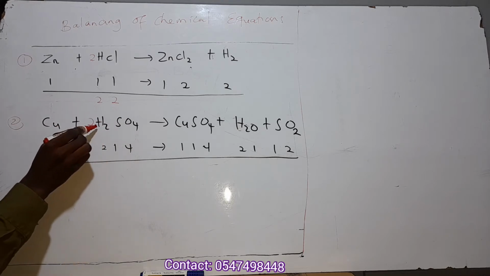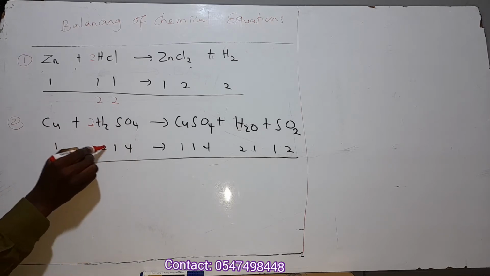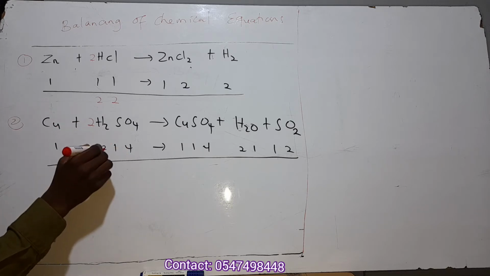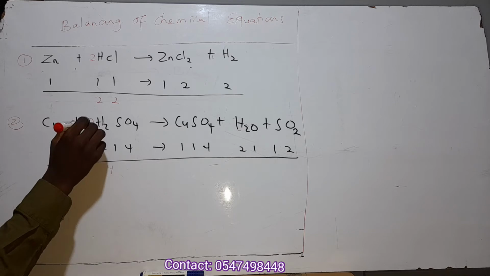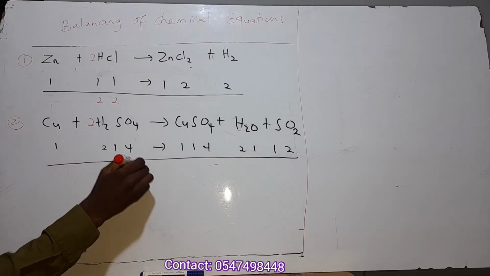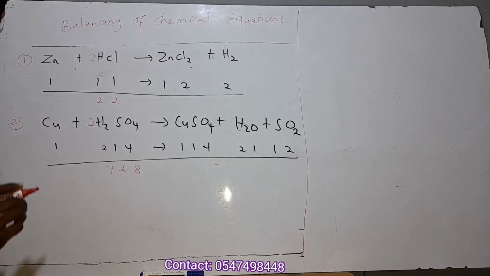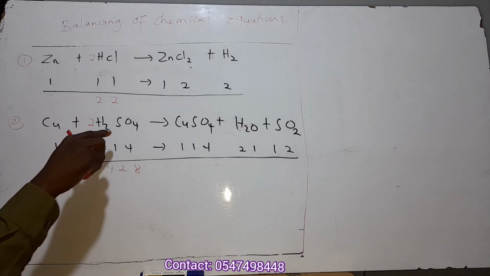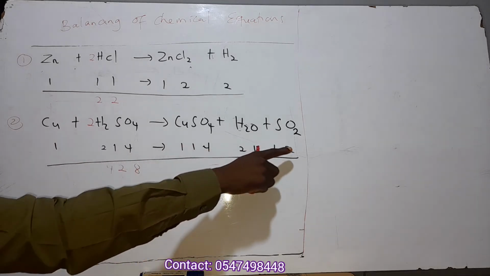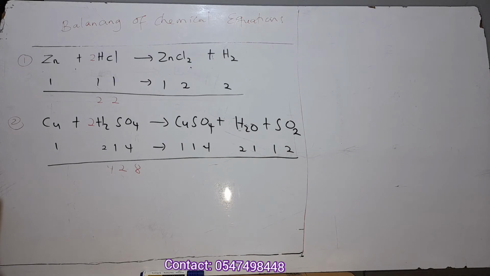The moment I introduce 2 at the side, now use that number to multiply all the numbers you have beside it. It means you are going to have 2 times 2, the hydrogen now becomes 4. 2 times 1 will give you 2. And 2 times 4 will give you 8. Is that okay? Quickly, I'm going to check again. How many of the sulfur do I have here? It's now 2. How many of the sulfur do I have here? You have 2. Good.